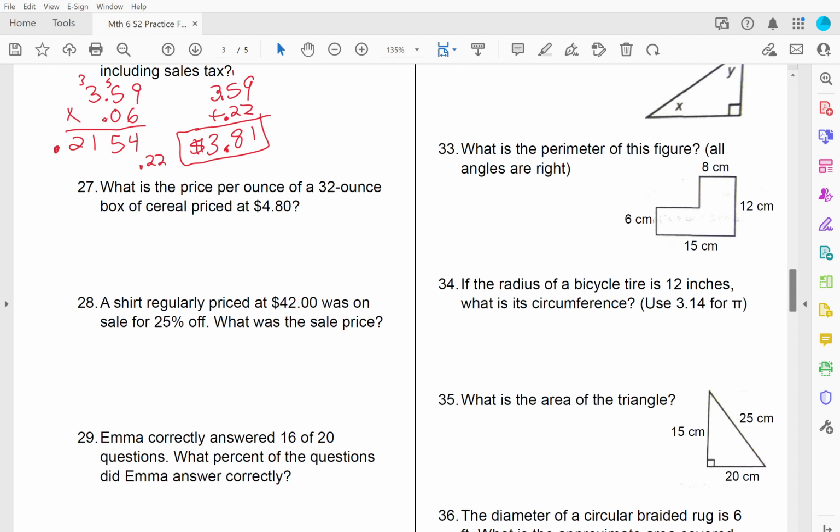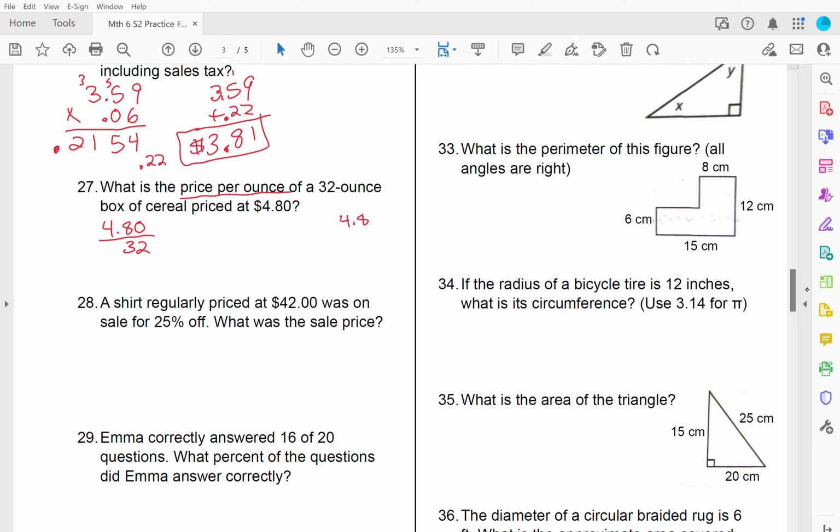What is the price per ounce of a 32-ounce box of cereal priced at $4.80? Okay, price per ounce. That means dollars per ounce. So our dollars is $4.80 divided by the 32 ounces. That's what we're looking for. So I'm going to do that in long division.